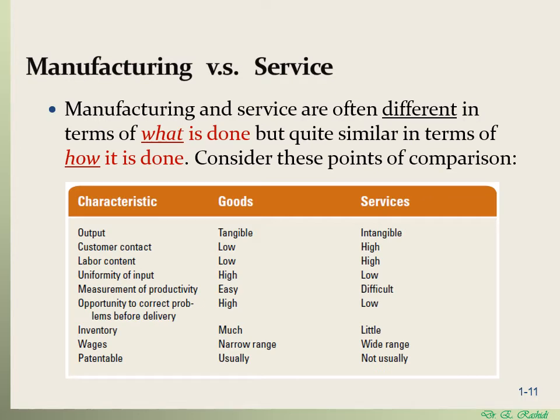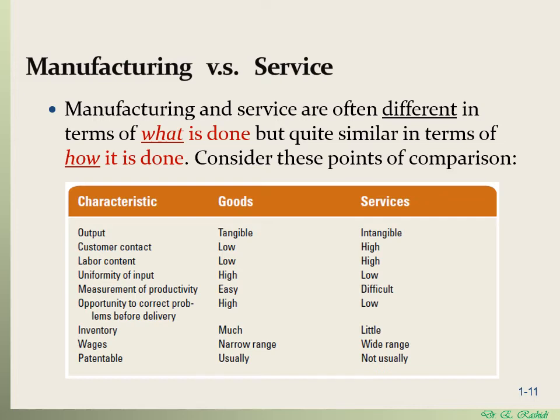As you can see in this table, we can use different characteristics such as the type of output, customer contact, labor content, uniformity of input, measurement of productivity, etc. So for example, let's take output. Manufacturers manufacture goods, products. And goods and products are tangible. You can touch them, you can feel them. On the other hand, services are intangible. So that's a clear difference between these two.